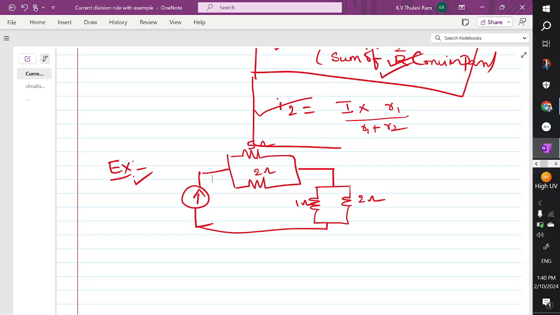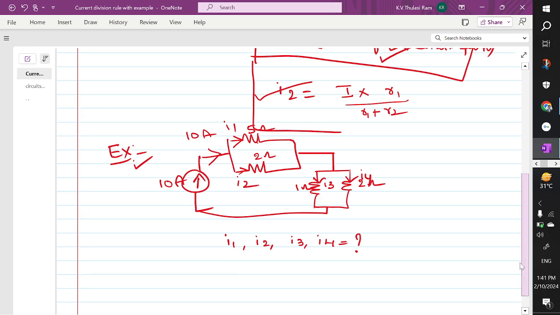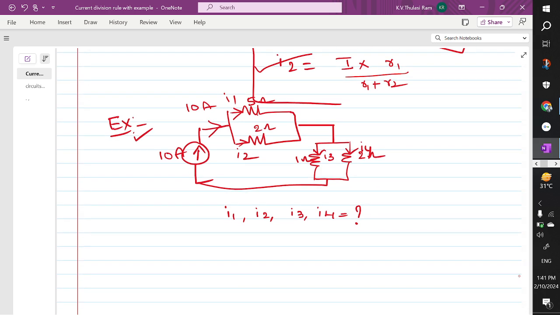This is the given circuit, and they are asking us to find the currents. Mark the currents as I1, I2, I3, and I4. The question itself gives the total current as 10 amperes. So the total current in the network is 10 amperes, and we are asked to find the values of I1, I2, I3, and I4.